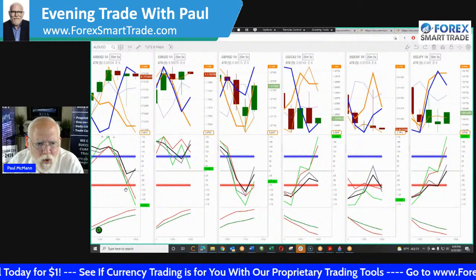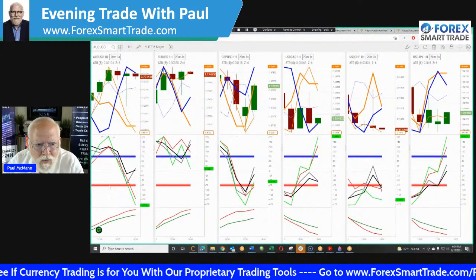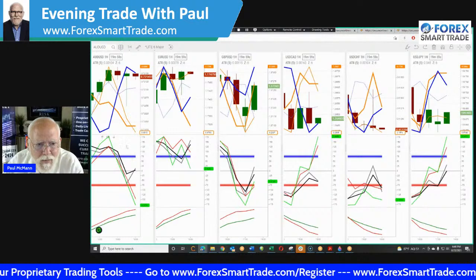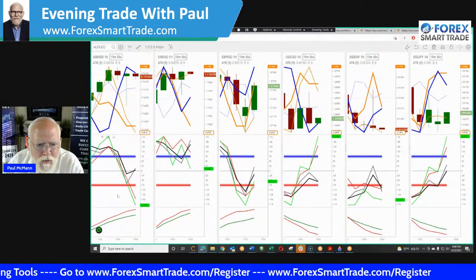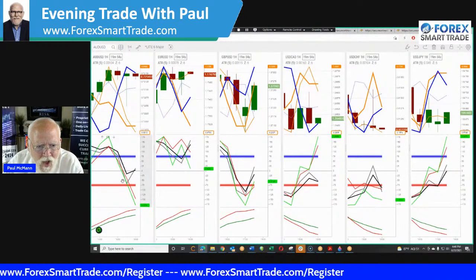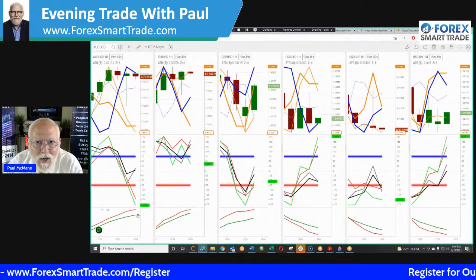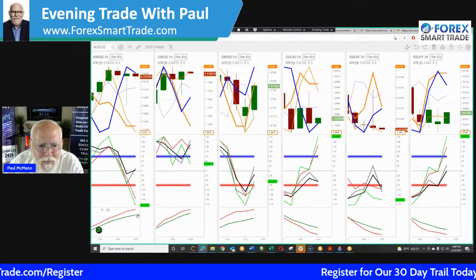So I'm looking for situations where we're oversold, which means we're below the red line, or overbought, which means we are above the blue line. When we're oversold, and oversold means all the lines are below the red line, that becomes a buying opportunity. The market's going to come back up.